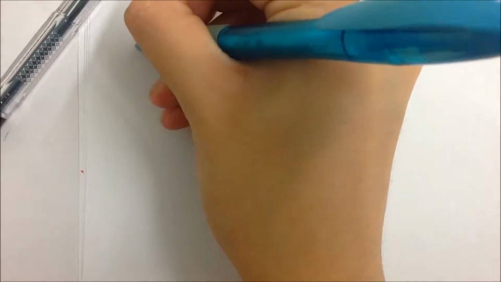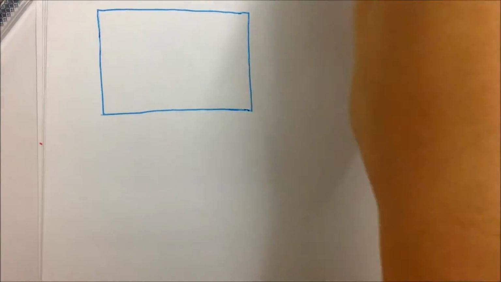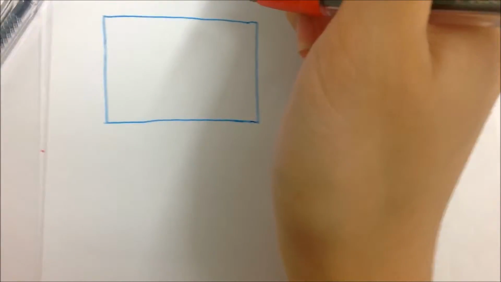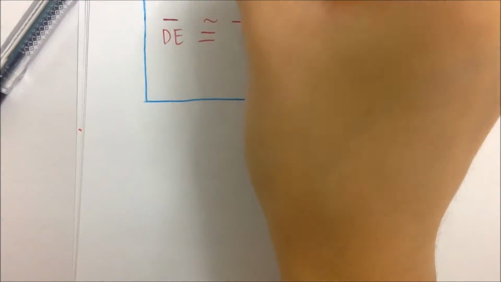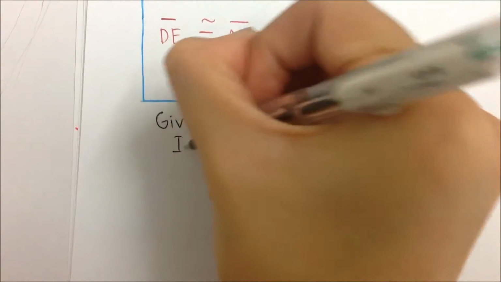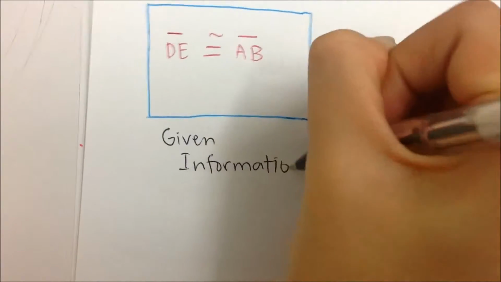Alright, for the last step, we're gonna go to proving. So today we'll be using the flowchart proof. Sammie is going to draw the boxes and I'm gonna guide you through it. So the first box is gonna be containing the given. Segment DE is congruent to segment AB, and we're gonna list that down as given. Alright, so let's draw an arrow to the next box.